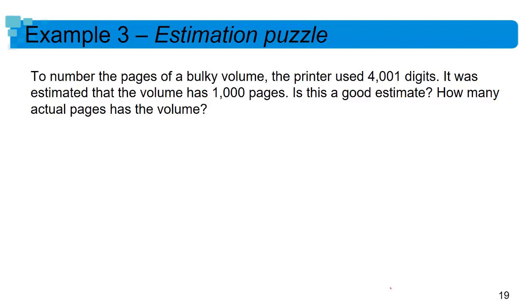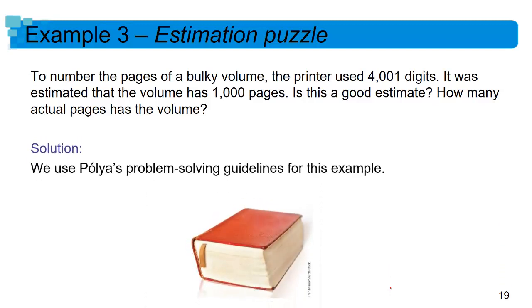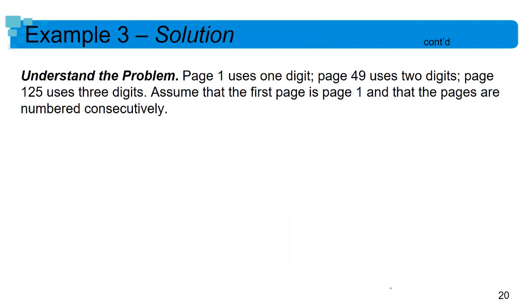It was estimated that the volume has about 1,000 pages. Is this a good estimate or not? And then how many actual pages does it have? Okay, so let's do some thinking about this, right? Let's understand the question. Page 1 uses 1 digit, page 49 uses 2 digits, right? Page 125 uses 3 digits, page 1027 would equal 4 digits, and so on and so forth.